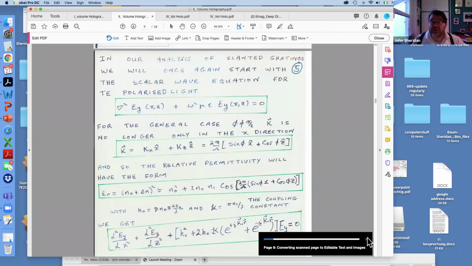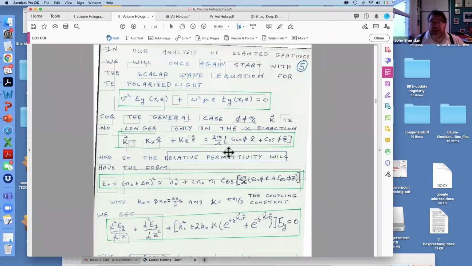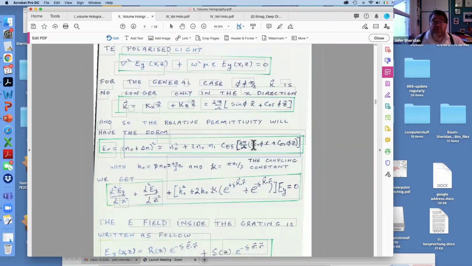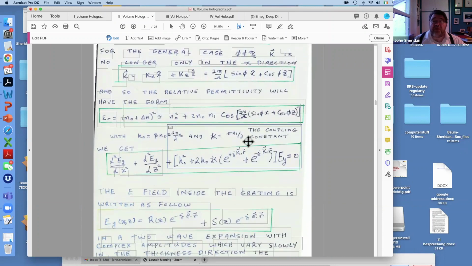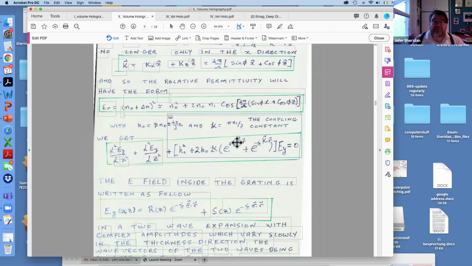So what have we got? We've got our wave equation. We've got the general case when the phi here is not equal to pi over 2. We do have a slanted grating, and in that case, our K is going to have an x component and a z component. It's not just going to have an x component. So we're going to have variations along the boundary, and our permittivity is going to look something like this.